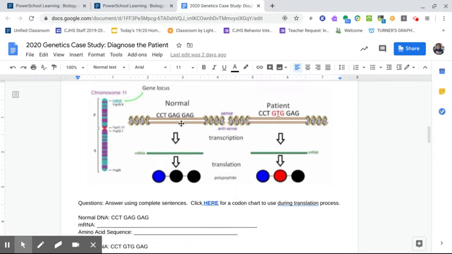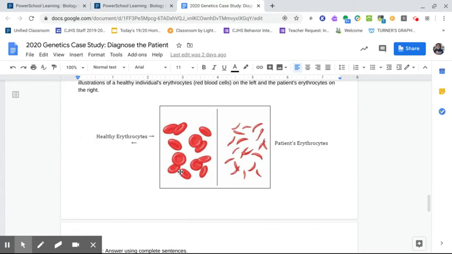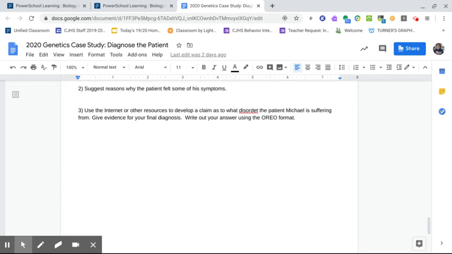The reasoning would be, well, what does that mean to your polypeptide or your protein at the end? And what does that mean for the shape of the protein? So that's kind of the difference between evidence and reasoning. You can go ahead and use the Oreo format. It's pretty much the same as claim, evidence, reasoning. But I want the claim, or your opinion of what the disorder is that he's suffering from, reasoning and evidence in this. Got it?